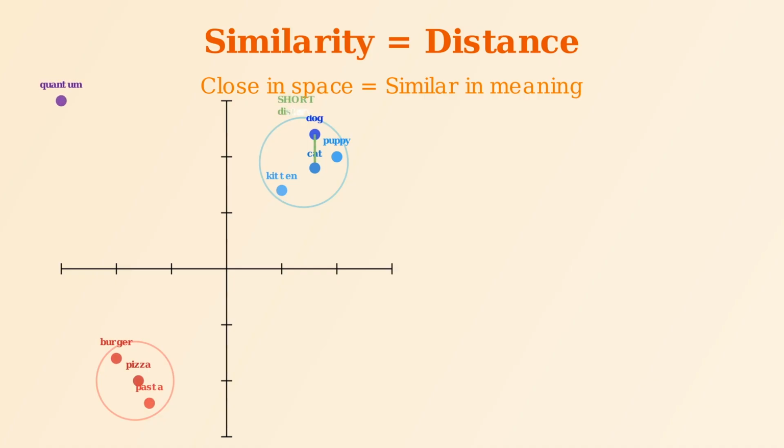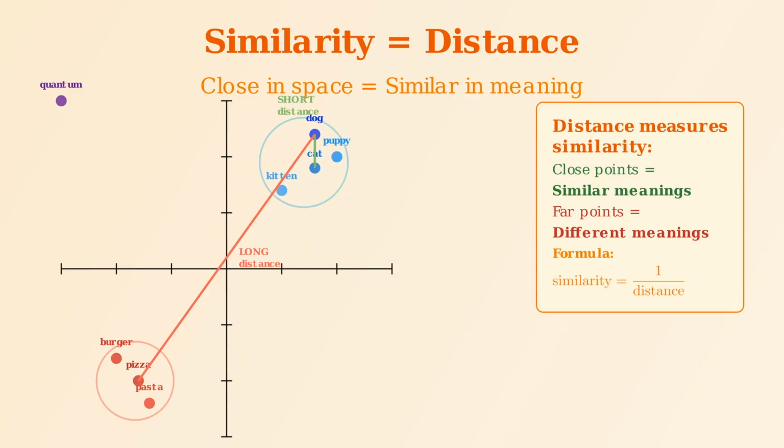Dog and cat are close because they're both animals. Puppy and kitten are nearby too. Food words like pizza, burger, and pasta form their own cluster far from animals. And outliers like quantum sit alone, distant from everyday words. The distance between points directly measures how different the meanings are. Short distance means high similarity. Long distance means low similarity. This simple geometric principle powers recommendation systems. It's elegant mathematics underlying artificial intelligence.